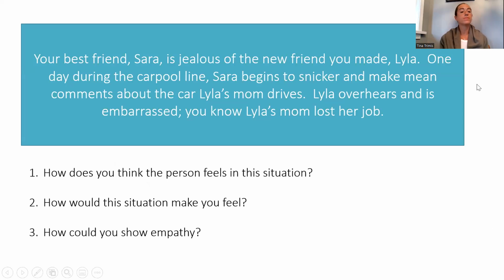Our first scenario. Your best friend Sarah is jealous of the new friend you made, Lila. One day during the carpool line, Sarah begins to snicker and make mean comments about the car Lila's mom drives. Lila overhears and is embarrassed. You know that Lila's mom lost her job. So again, they have to go through these questions. How do you think the person feels in this situation? How would this situation make you feel? And how could you show empathy?